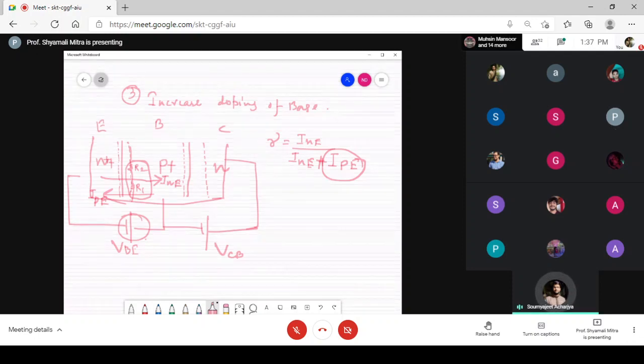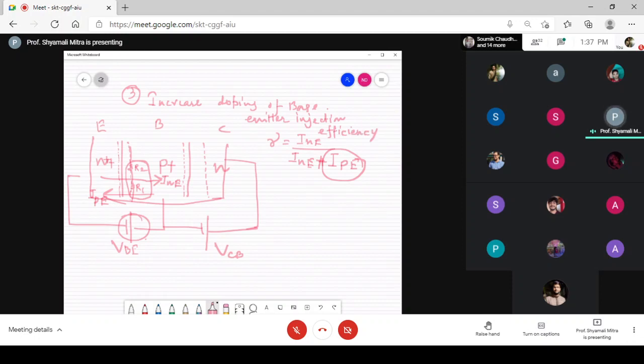Ma'am, what is gamma? Gamma is the emitter injection efficiency. Emitter means how well an emitter can inject its majority carrier electrons to either side of the junction. Emitter injection efficiency. And in emitter injection efficiency, look, there are two parameters: one is the majority carrier electrons in the emitter side, divided by the majority carrier electrons in the emitter side plus that which is being pushed from the base side to the emitter side.